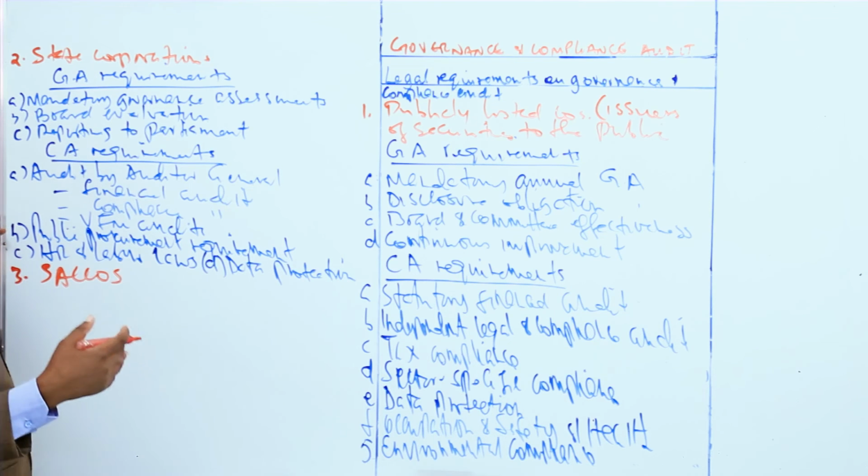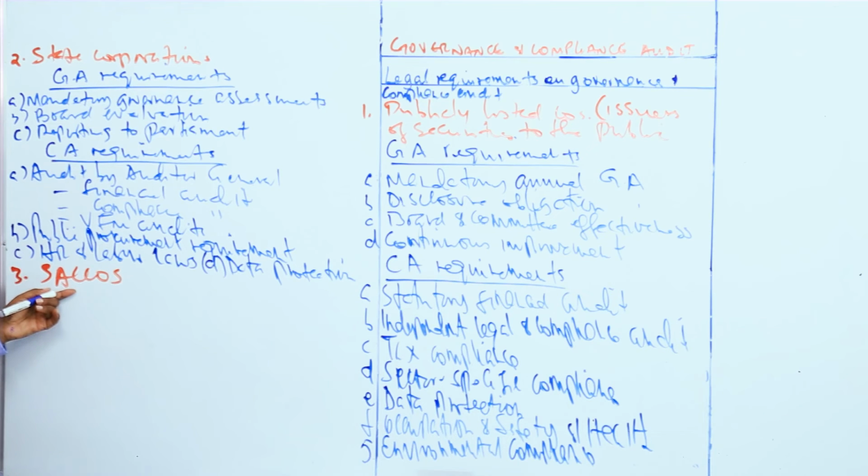We are candidates studying the legal requirements of governance and compliance audit for different types of legal entities. The third legal entity is SACCOs. This is savings and credit cooperative societies, and the governing legislation. These are governed by the SACCO Societies Act, number 1. Number 2, we have the SACCO Societies Regulatory Authority regulations. Number 3, we have the Cooperative Societies Act, and that is for non-deposit taking SACCOs.